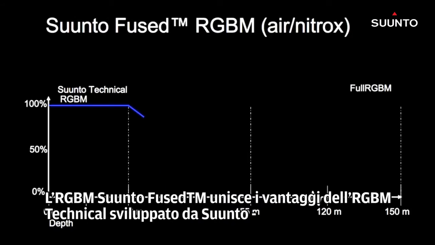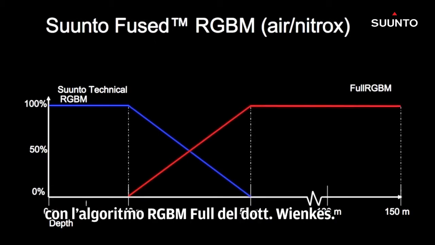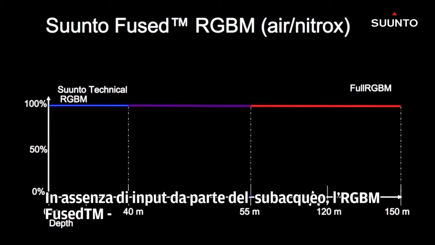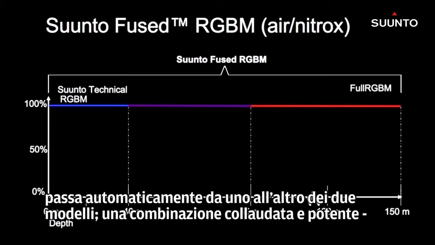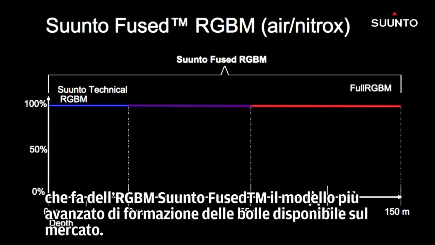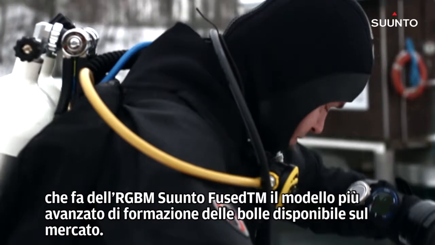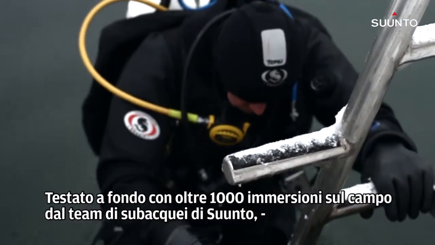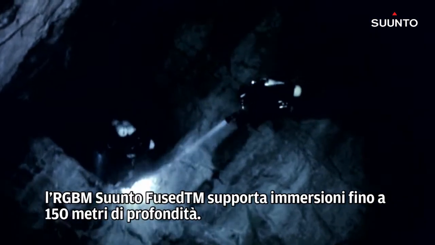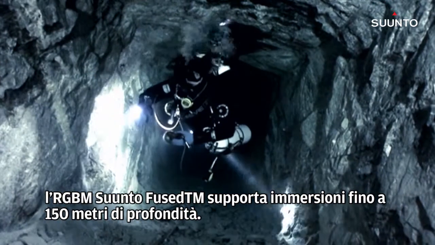The Suunto fused RGBM seamlessly combines the benefits of the Suunto technical RGBM with Dr. Vinke's full RGBM algorithm. Without any input from the diver, the fused RGBM automatically switches between these two models, a proven and powerful combination that makes the Suunto fused RGBM the most developed bubble model to be found on the market. Thoroughly tested with over 1,000 field dives by Suunto test diving team, the fused RGBM supports dives down to 150 meters.